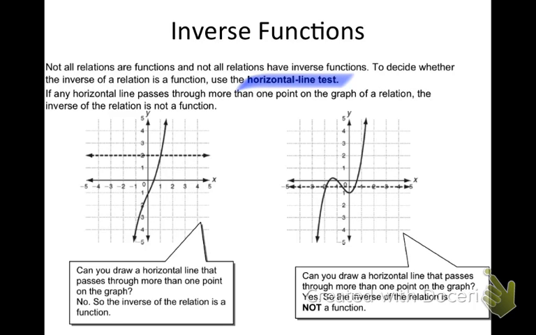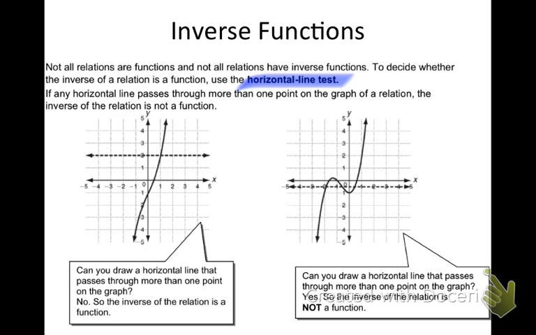Now, horizontal line test. We have actually already used the vertical line test. Remember vertical line test? A little bit. We use the vertical line test to determine whether a graph is a function or not. For example here, if it ever touches that vertical line twice at one point, it is not a function. Okay, we use the vertical line test.